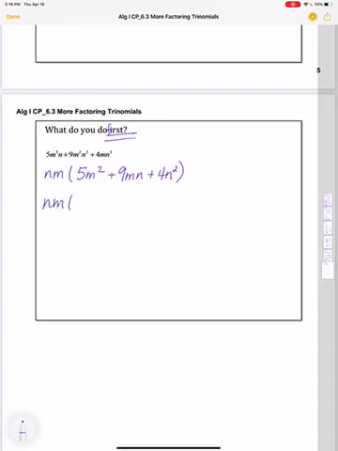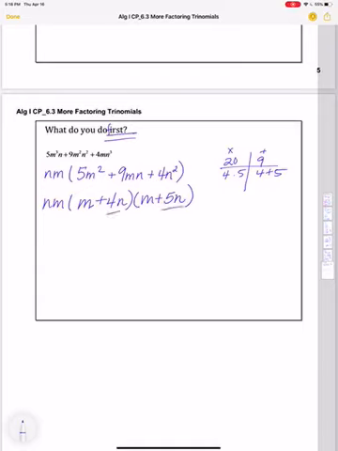Number 2, multiply a to c. So we do 5 times 4 is 20. What times what is 20, and added together is positive 9? It's going to be 4 and 5, right? So, yeah, 4 plus 5. Okay, so we get m plus 4n and m plus 5n. Step 3, divide those by a, so 5. So nm, 5m plus 4n, so it doesn't reduce or anything, and then m plus n.